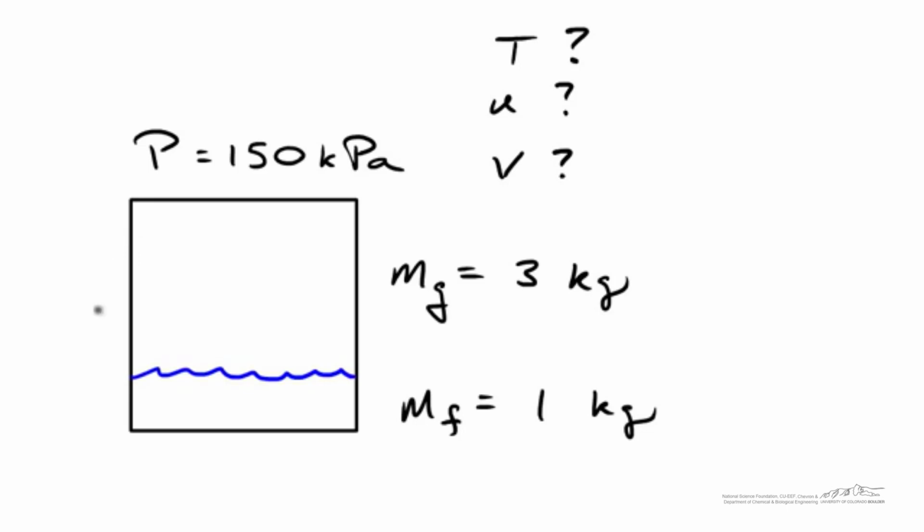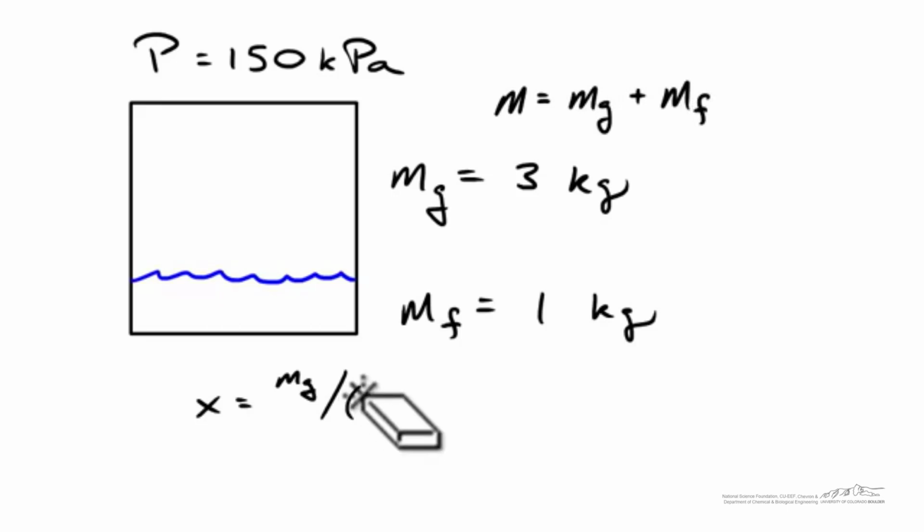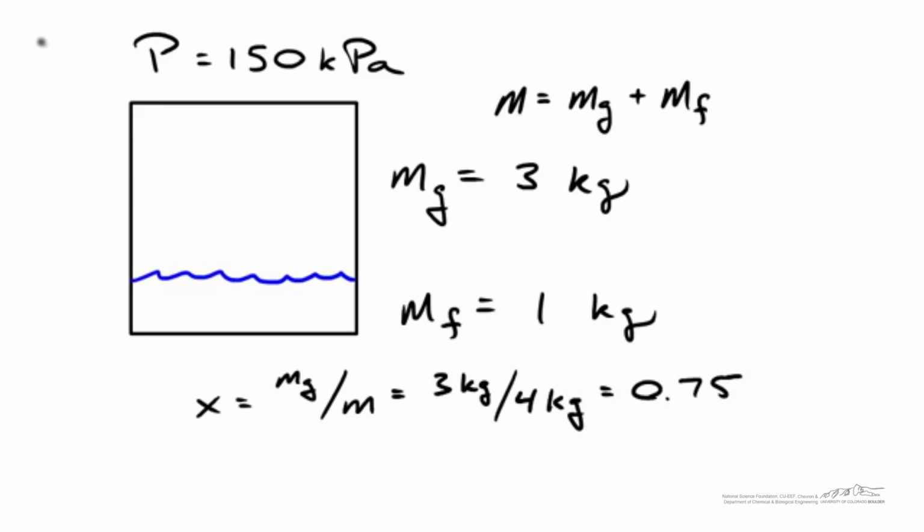To answer these questions, we need to know something about the quality of the system, or the fraction of mass within the system that's in the vapor phase. So we can define quality is equal to the mass of the vapor divided by the total mass. We can call the total mass just m, and that's equal to the mass of the vapor plus the mass of the fluid. So you'd say the mass of the vapor divided by the total mass, and in this case we've got 3 kilograms divided by 4 kilograms, or quality of 75%.